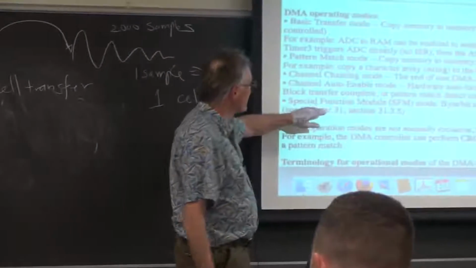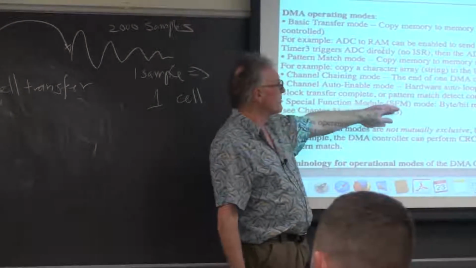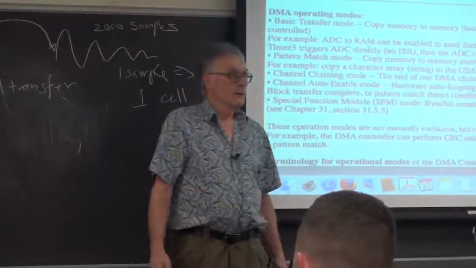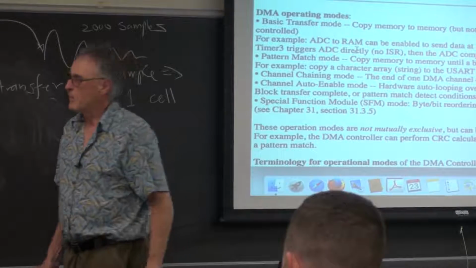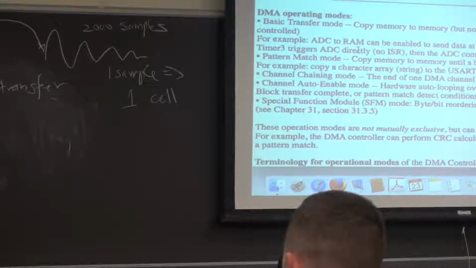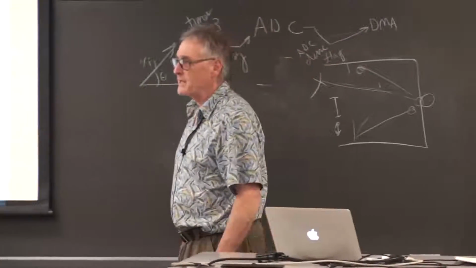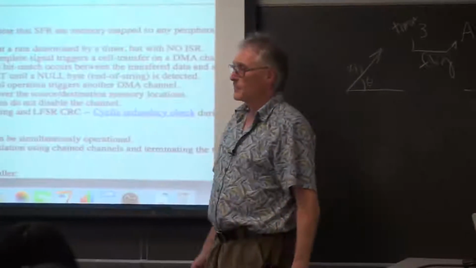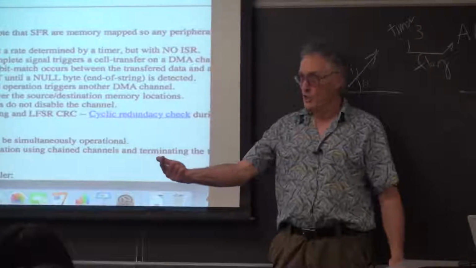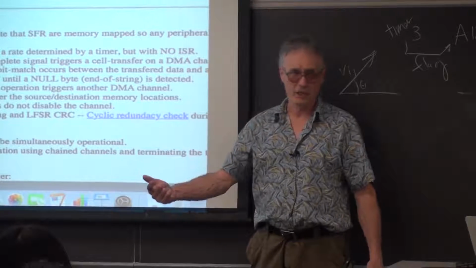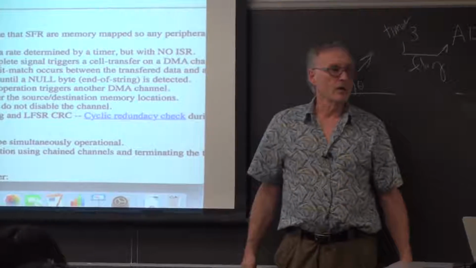And last but certainly not least, there's the special function module, which does a bewildering bunch of different things. It does bit and byte reordering. So if you need to change big endian to little endian, you can do that in hardware with a DMA channel.